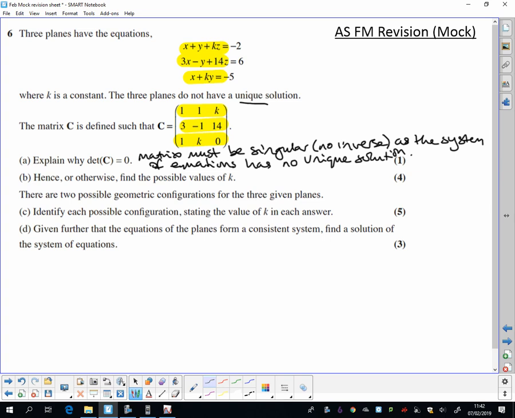Right, hence or otherwise find the possible values of k. Well, if you ever see this, it means hence is the easier way to do it, usually. So we're going to have to find the determinant of C and use the fact that that's equal to 0. Here's our matrix C. So for a 3 by 3 matrix, to find the determinant, you can use actually any row you like, but most people usually just go with the top row.